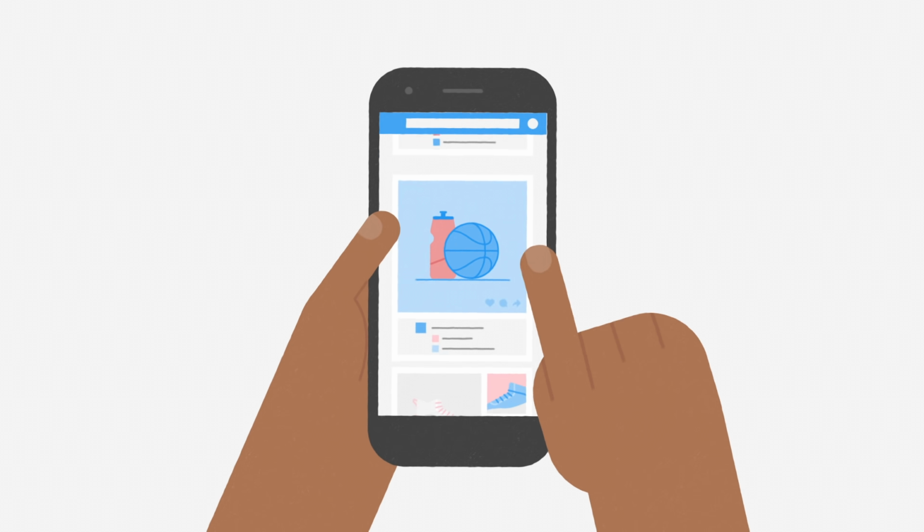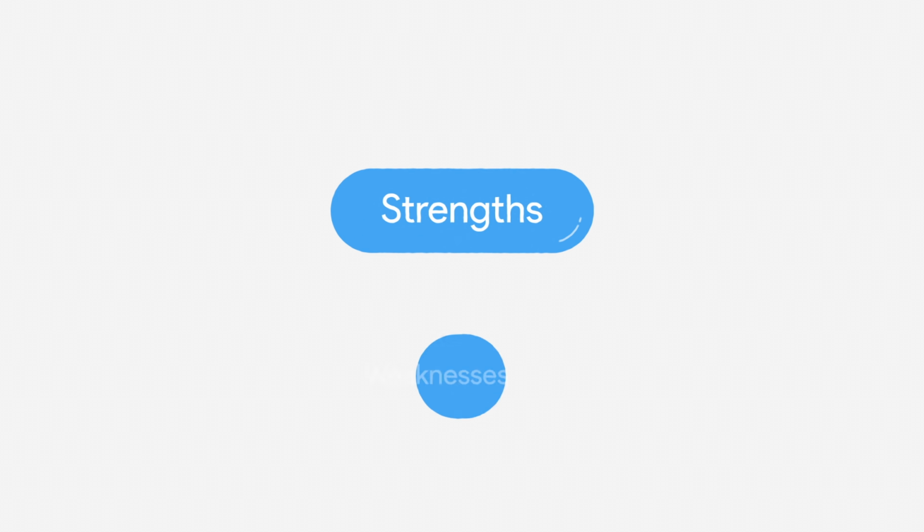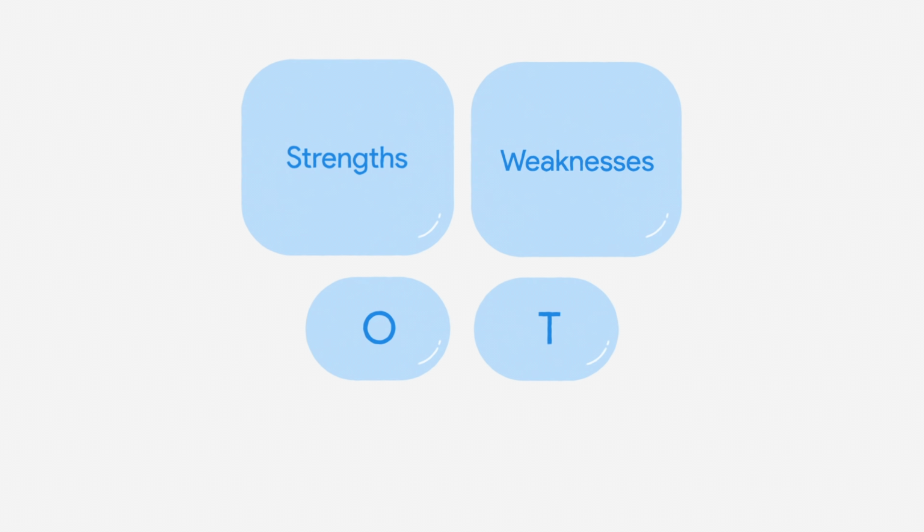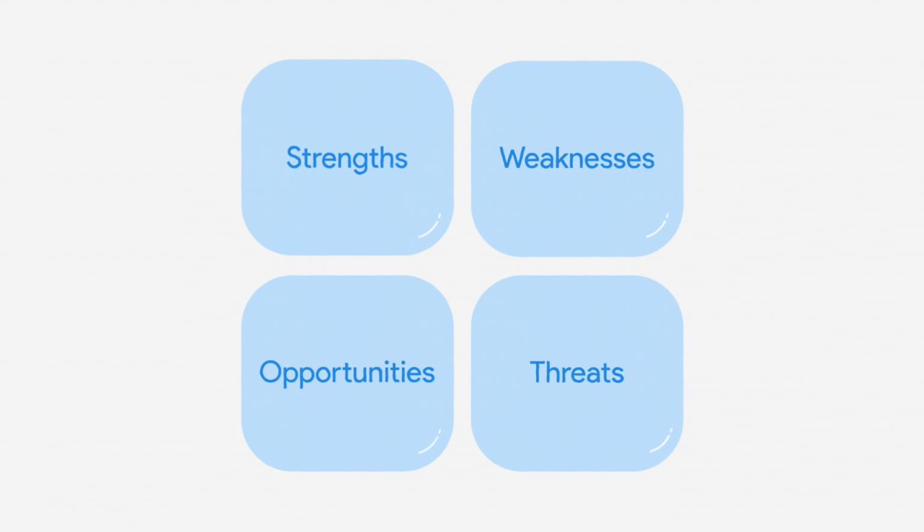Other things to consider while working on your USP are your strengths and weaknesses. To do this, use a SWOT analysis, which will help ensure business decisions are well informed. SWOT stands for strengths, weaknesses, opportunities, and threats.